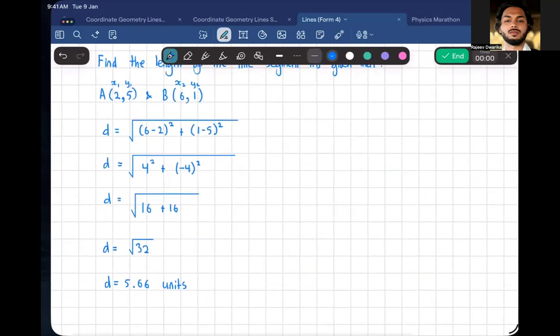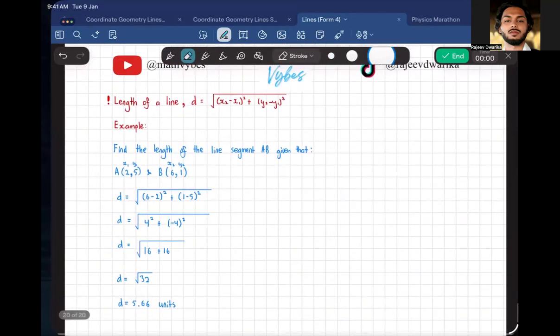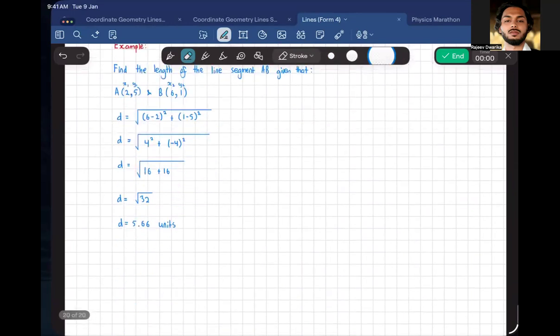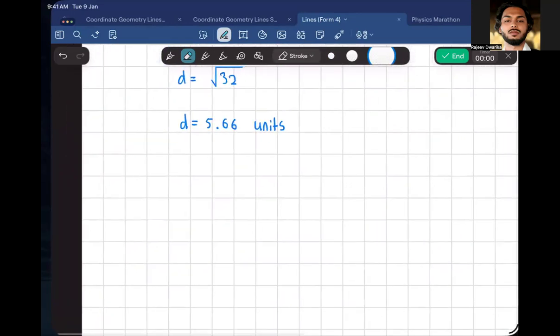So if you were to actually plot the points A and B on graph paper and measure this, it's supposed to be 5.66. That's what we're finding. We're actually finding the length of the line segments. So you need to know the formula for the length of a line in case it comes up. Let's move on to parallel lines.